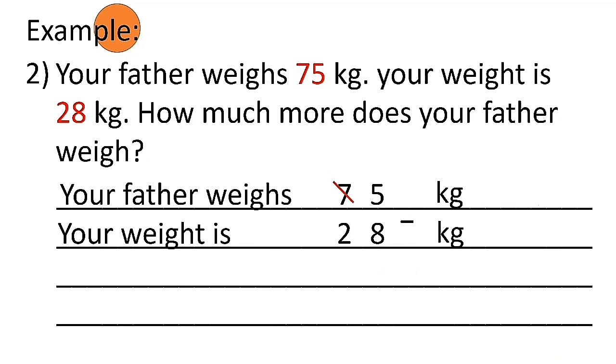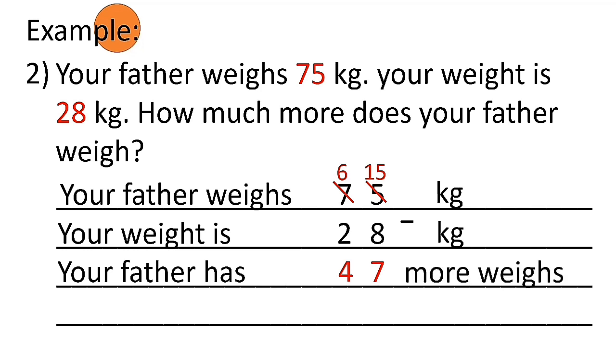So we cannot subtract 5 by 8. So we need to borrow in the tens place. Cancel 7, it becomes 6 and 5 becomes 15. 15 minus 8 is equal to 7 and 6 minus 2 is equal to 4. Now your father weighs 47 more. Okay, so our answer here is 47 kilograms.